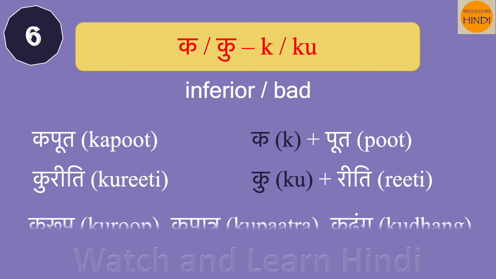Similarly, there are others like kurup, kupatra, and kudhang, where roop is the looks or appearance, patra is a person, referring to a person, and dhang is a method or manner or way of doing things. And when we add ku in front of them, they all become bad or worse than the original word.